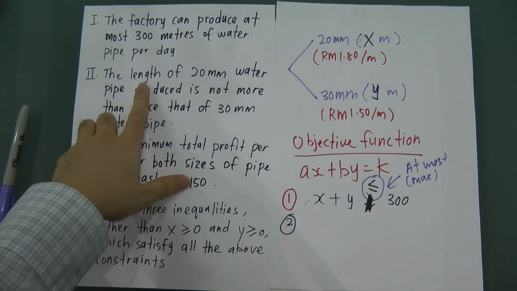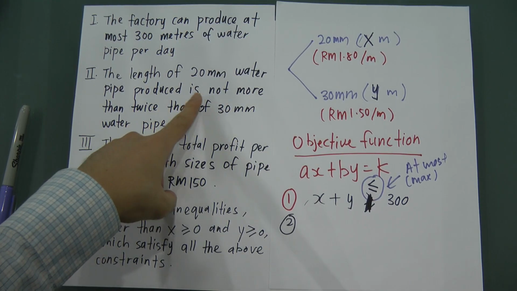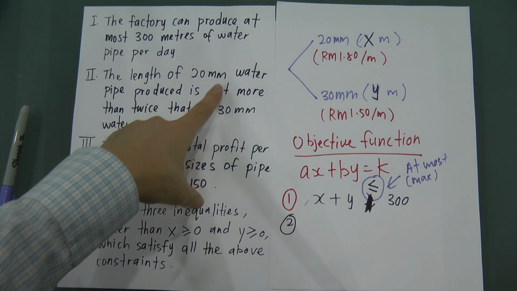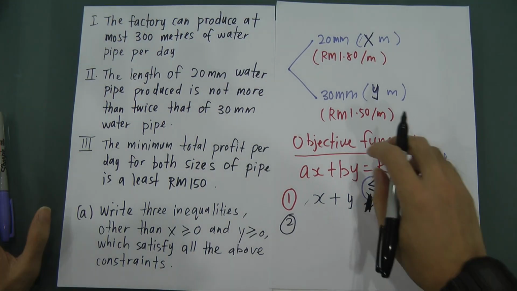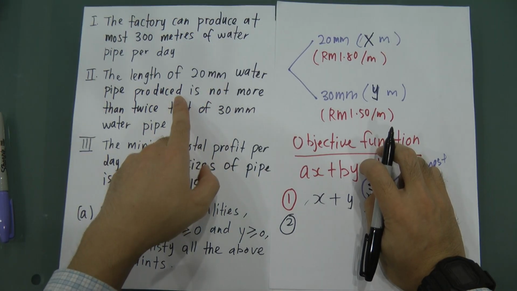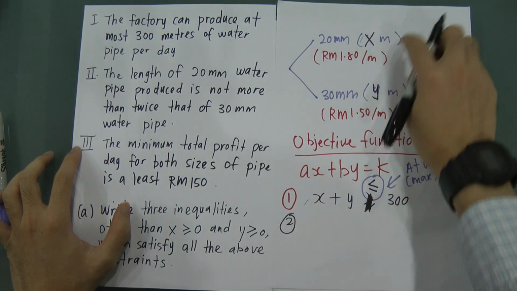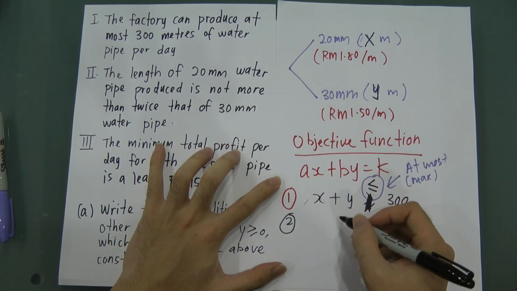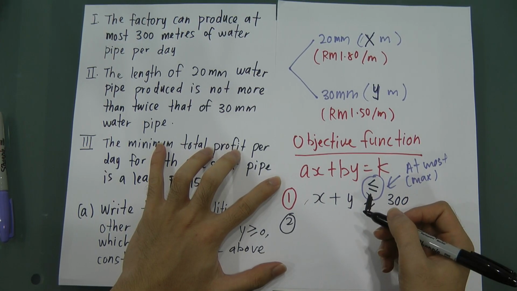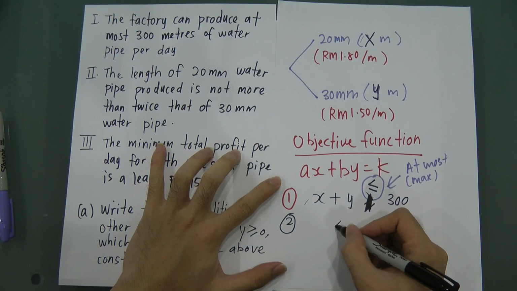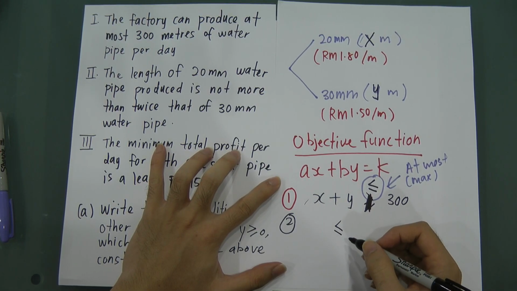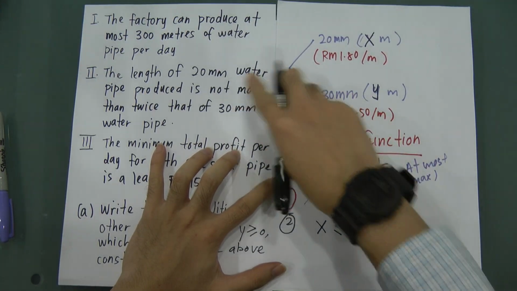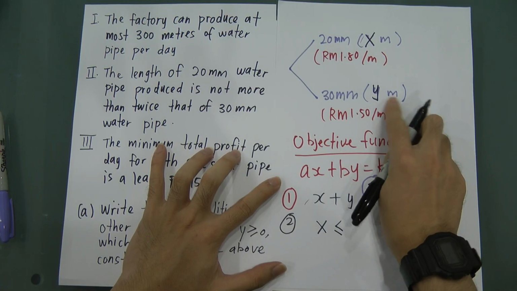The length of the 20 mm water pipe produced is not more than twice of the 30 mm water pipe. The length of this type of water pipe produced is not more than. Not more than will mean less than. So the 20 mm water pipe is x, and the 30 mm water pipe here is y.